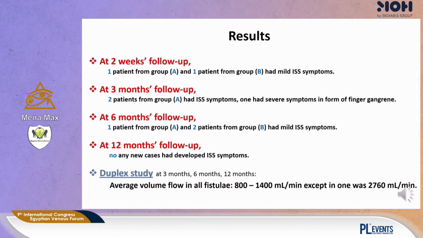In brief, our results are: at 2 weeks, 1 patient from group A and 1 patient from group B had mild ischemia which resolved spontaneously in a few weeks. After 3 months, 2 patients from group A had ischemic symptoms. One of them had severe symptoms, and I will discuss it later on. After 6 months, 1 patient from group A and 2 patients from group B had mild ischemia. After 1 year, no new cases. Duplex study showed normal average volume flow except in one.